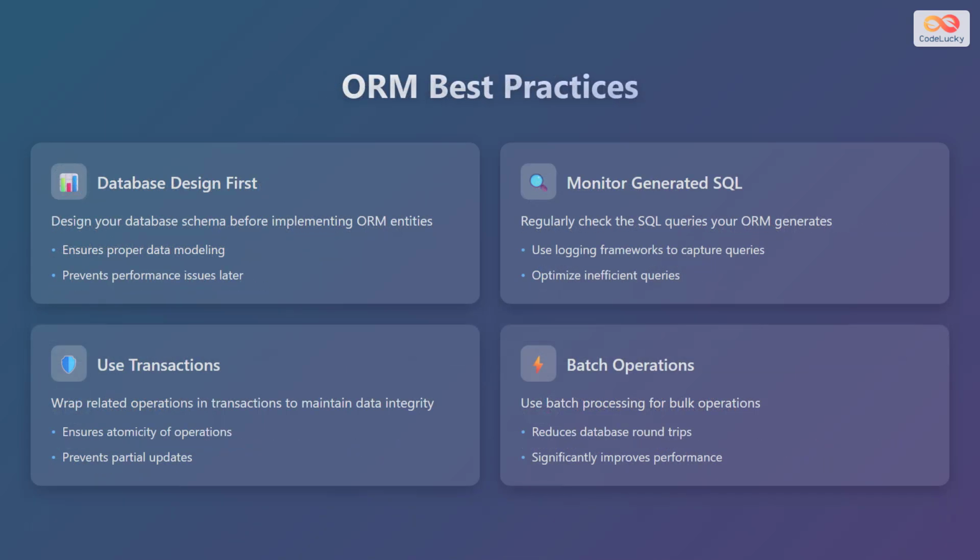To make the most of object-relational mapping, here are some best practices to keep in mind. First is database design first. Design your database schema before implementing ORM entities to ensure proper data modeling and prevent performance issues. Next is monitor generated SQL. Regularly check the SQL queries your ORM generates to identify and optimize inefficient queries. Also, use transactions. Wrap related operations in transactions to maintain data integrity and prevent partial updates. Finally, use batch operations. Use batch processing for bulk operations to reduce database round trips and improve performance.